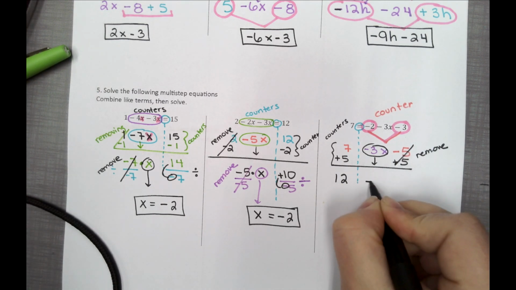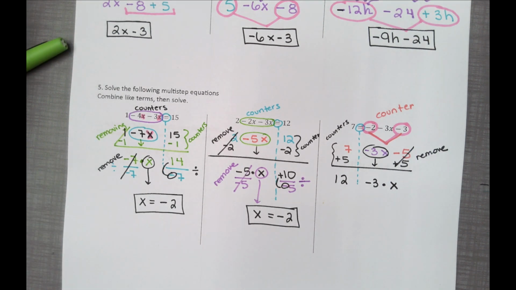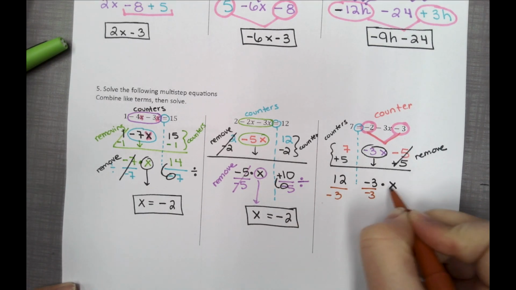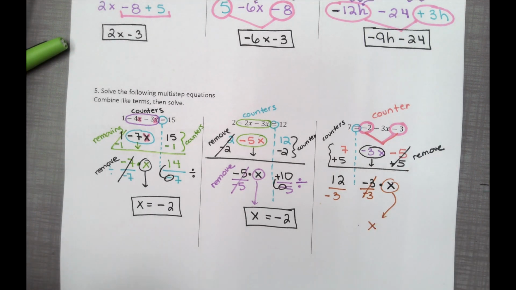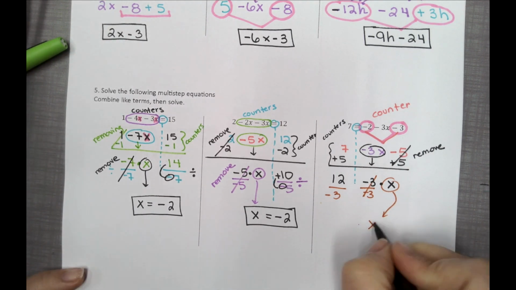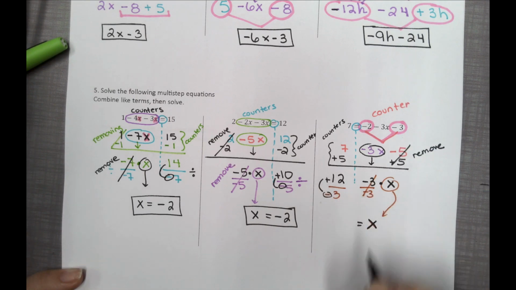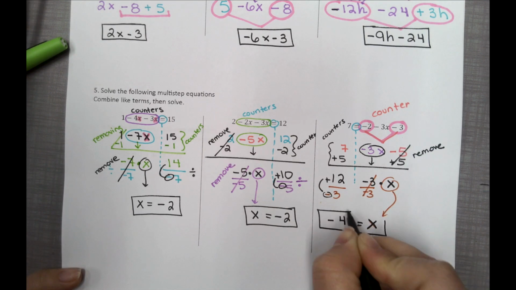Bring down the -3 times x. We are going to be dividing by this -3. Okay, bring down the x. And we have same or different, different. One's a plus, one's a minus. So we get -4 on this answer.